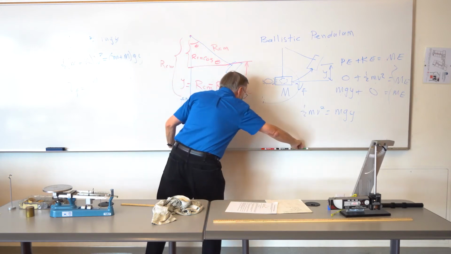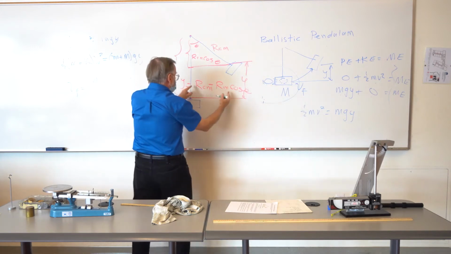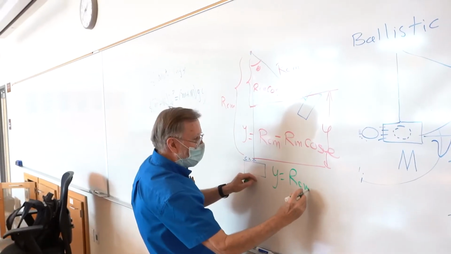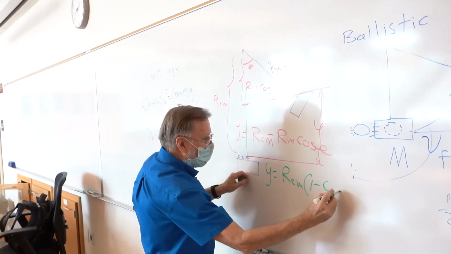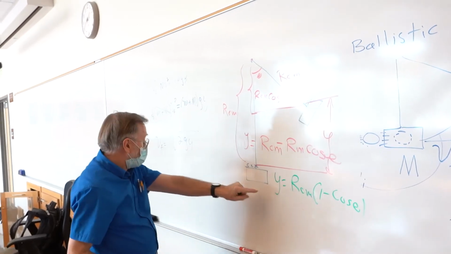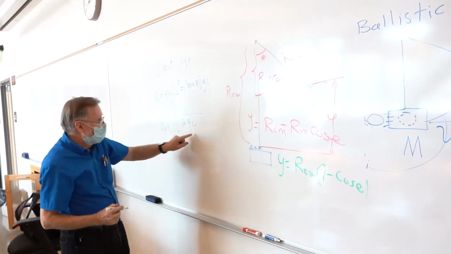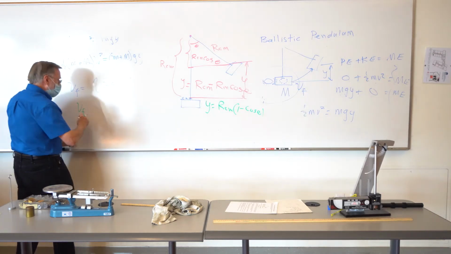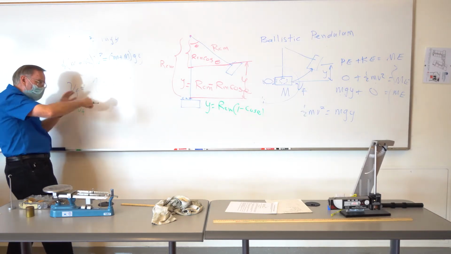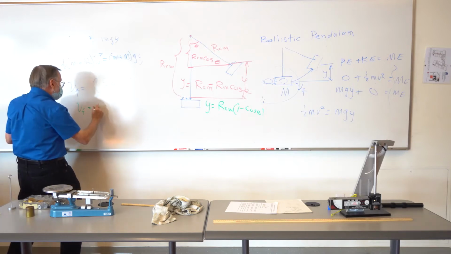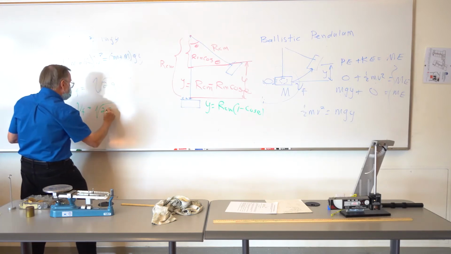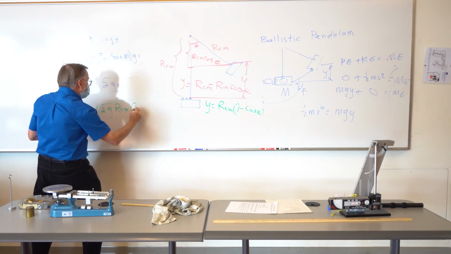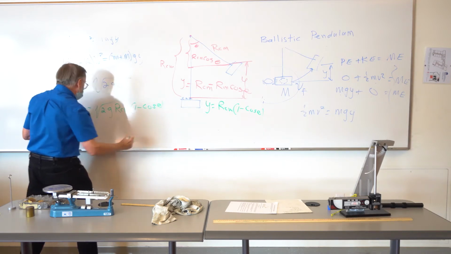Now, the r's we can factor out. Now we have an expression for y that we can plug in here. So v final, which again is the pendulum plus the ball swinging up after the collision, it's just going to be the square root of 2 times g times r center of mass times 1 minus cosine theta.